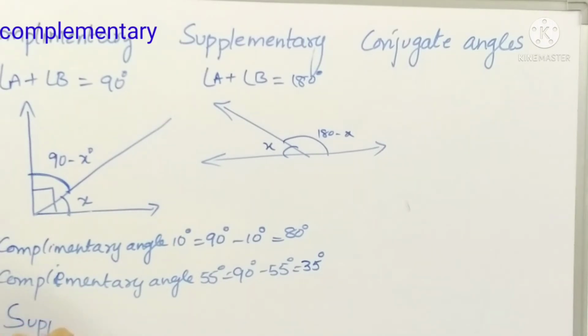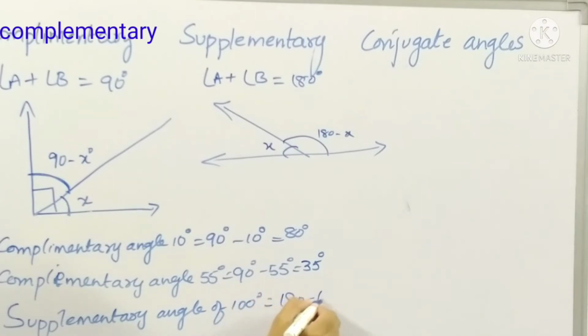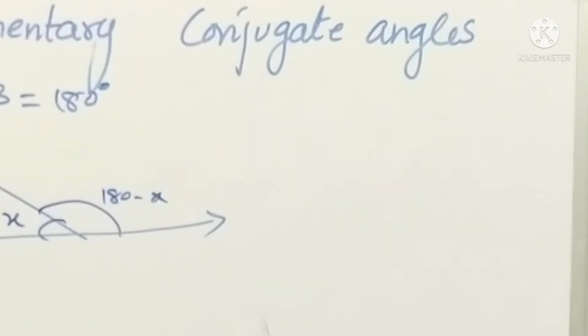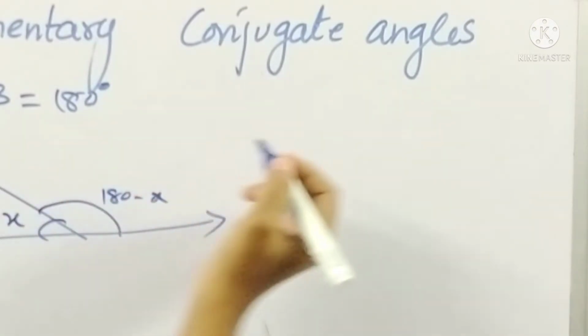So we can write the supplementary angle of 100 is 180 minus 100, that is 80 degrees. The supplementary angle of 20 is 180 minus 20, that is 160.